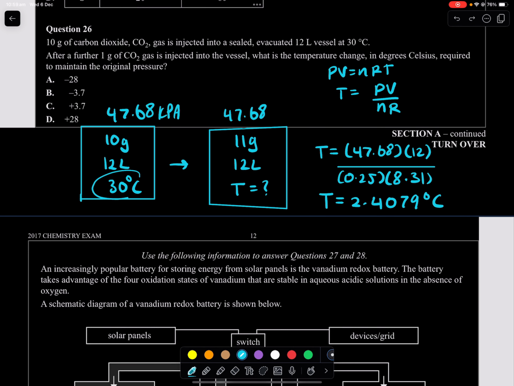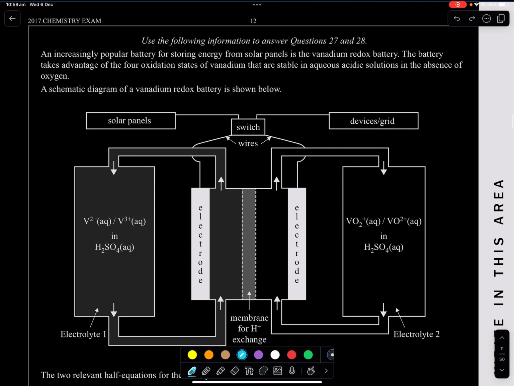So what it's saying is, if we want to maintain the same pressure, well, we were originally at 30 degrees Celsius, and we need to decrease the temperature to 2.4 to have the same pressure. So what's that change? What's just 30 minus that? It is 27.59, which is just 28. So these are wrong. But it's going to be minus, because remember, we're going from 30 to this. We need to decrease that temperature. So A is your answer. Hope that makes sense. Great.